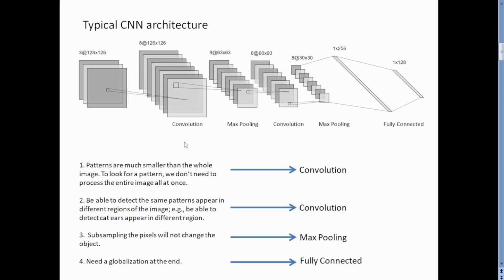Now let's talk about the typical CNN architecture. A typical CNN architecture consists of multiple repetitions of convolution layers and max pooling layers. For illustration purposes, there are only 2 repetitions of convolution layers and max pooling layers, but there can be more. There are usually fully connected layers at the end of a CNN architecture. The convolution layer is designed by property 1 and property 2. The max pooling layer is designed by property 3, and the fully connected layer is designed by property 4.